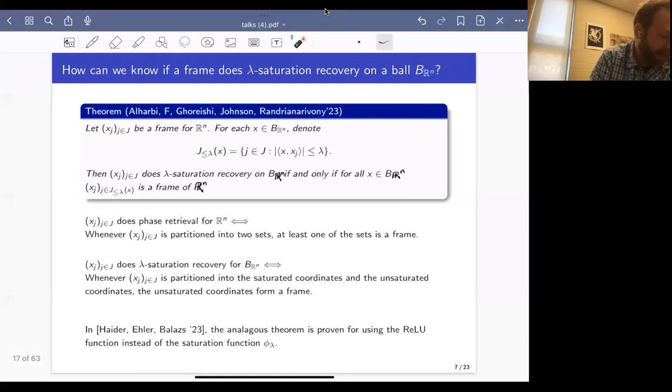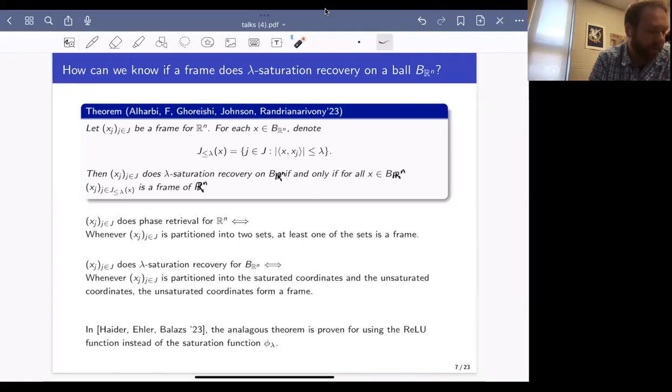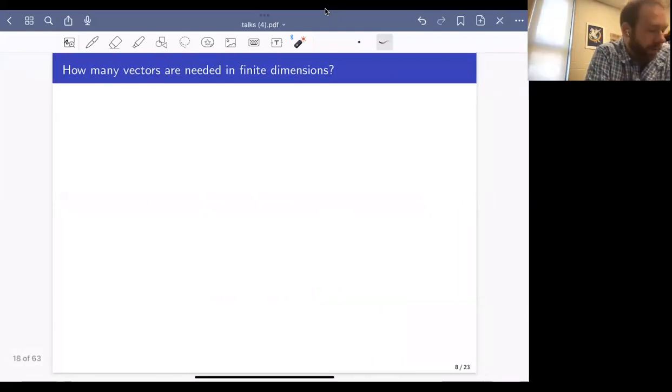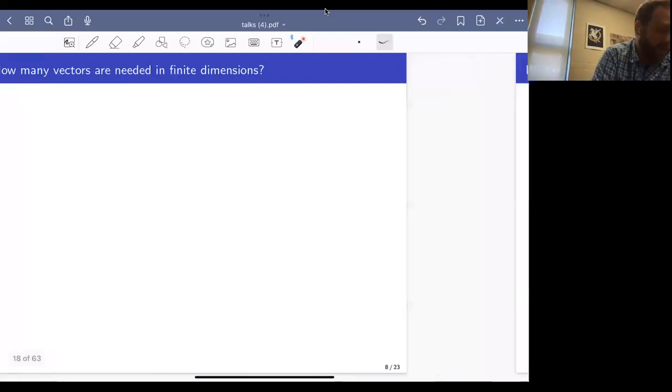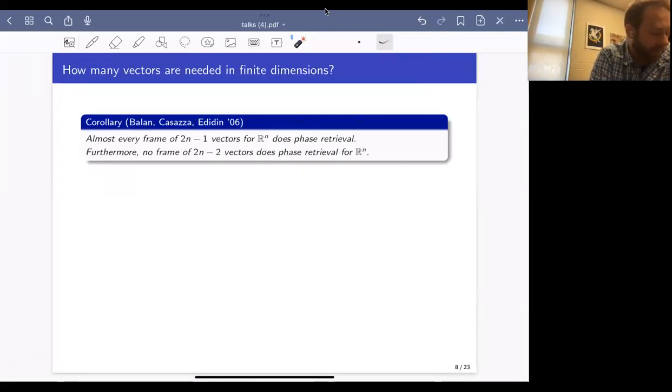So this characterizes when you can do saturation recovery. So one thing is if you take a huge frame with a huge number of vectors, yeah, it'll do saturation recovery, but we want to be efficient and we want to know exactly how many vectors are needed. And so for the case of phase retrieval, if you take 2n minus 1 vectors in Rn, then unless you do something really stupid, it's going to do phase retrieval. So almost every frame of 2n minus 1 vectors does phase retrieval.